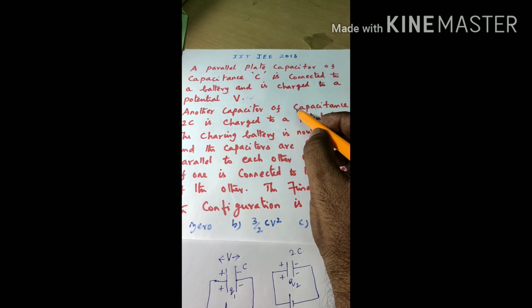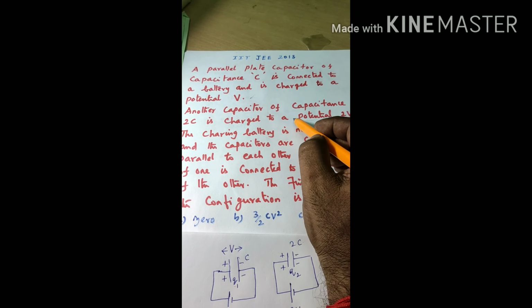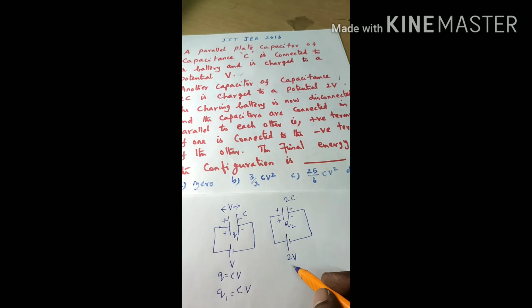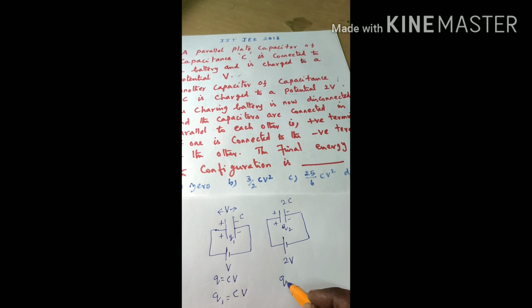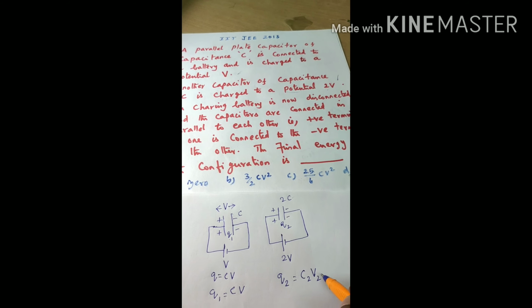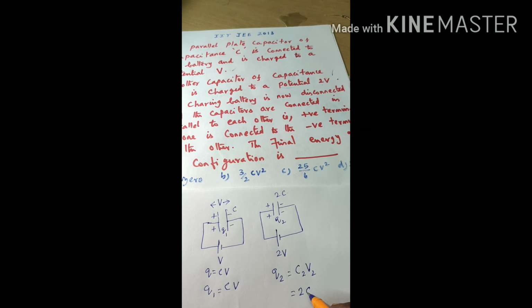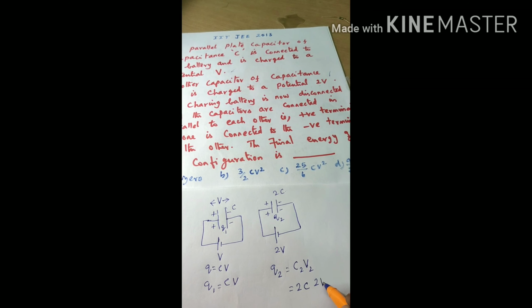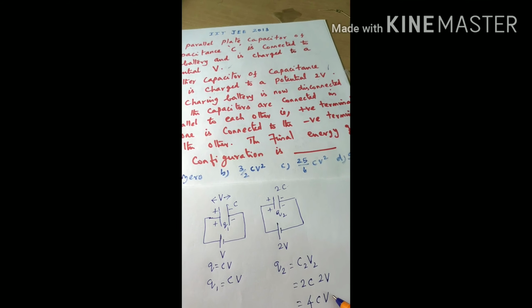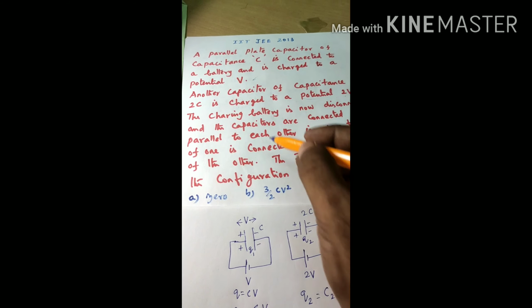Another capacitor of capacitance 2C is charged to the potential 2V. In the same manner, Q2 is equal to C2 times V2. Instead of C2 we put 2C, and instead of V2 we put 2V, so this can be written as 4CV.